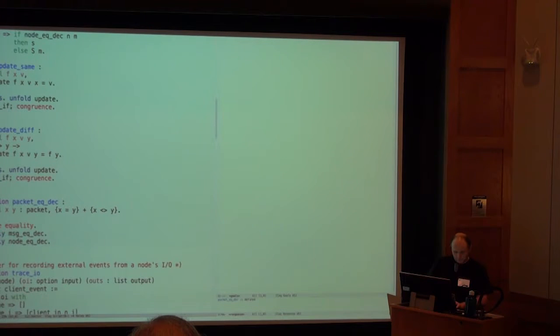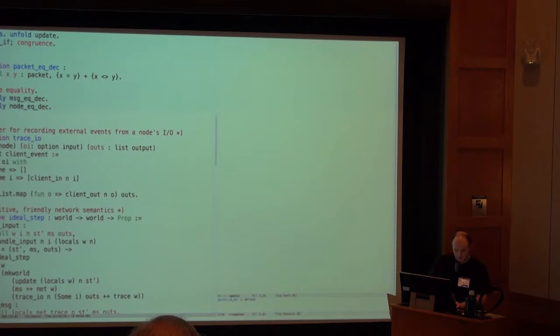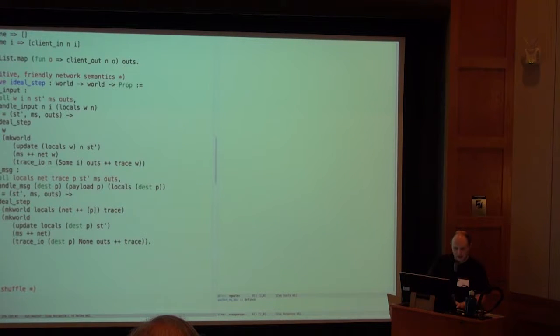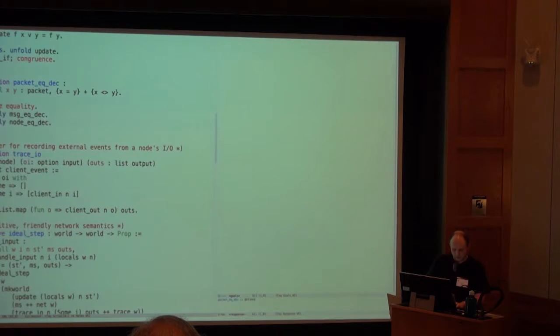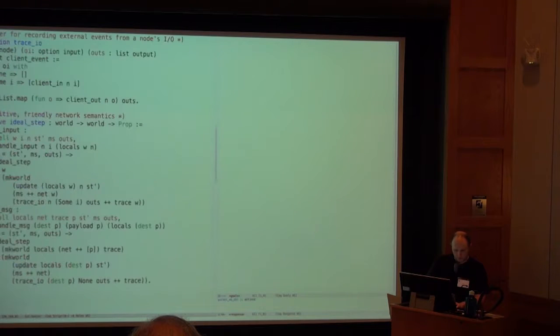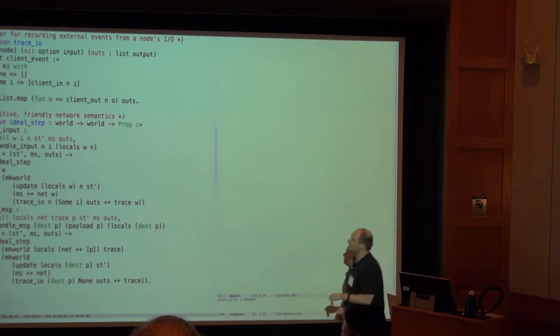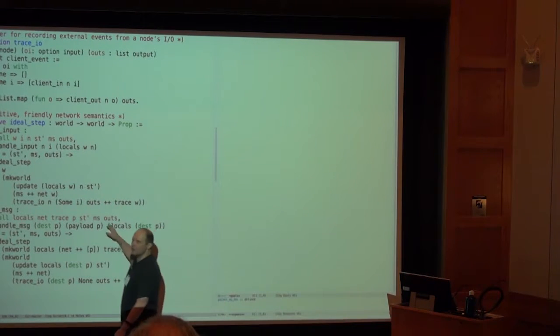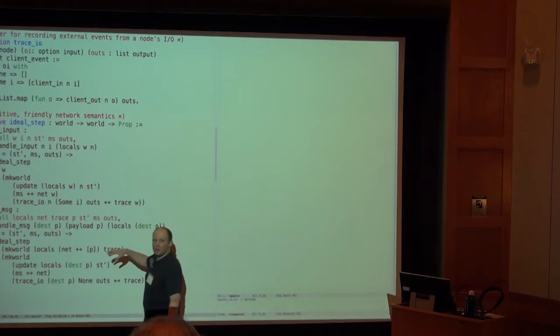We have some other noise for decidable quality of packets. But what's nice is that now we can actually define our first network semantics. All right? So here we have this ideal step. This is kind of the canonical idea.